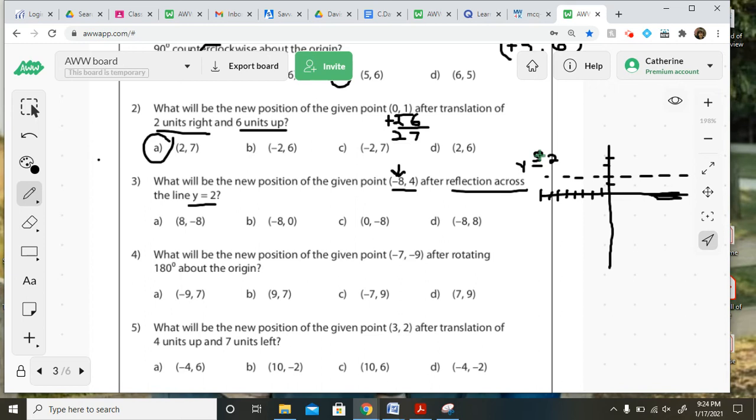So it's going to have to end in the same spot on the other side, the same distance from this. Well, it is 2 spaces away from this line, so it would have to land 2 spaces away on the other side of it, which would be at 0. So our x stays the same, it would be -8, and our y is 0.